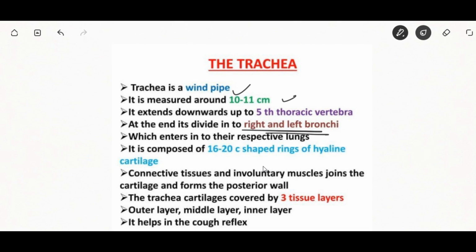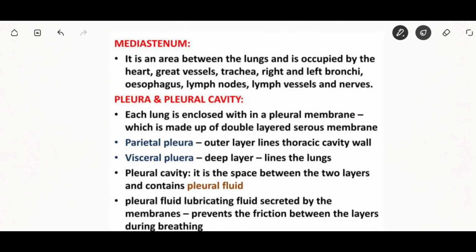Each lung is enclosed by a bilateral serous membrane that is known as the pleura or pleural sac. The pleura has two layers, the inner visceral and outer parietal layer. The intrapleural space is the space that is present in between the two layers of pleura.